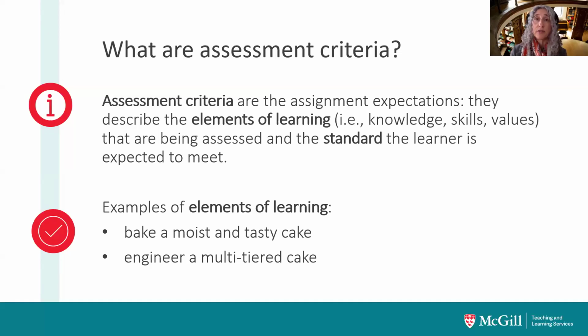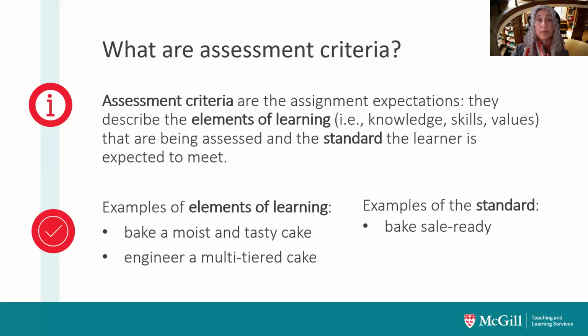So the elements of learning, in the outcome of the students having to be able to produce a professionally customized baked dessert, would be that we want them to learn how to prepare a cake that would be both tasty and moist. And we'd also want them to be sure that they could engineer a structure that would produce a multi-tiered cake. Those would be the elements of learning in our example.